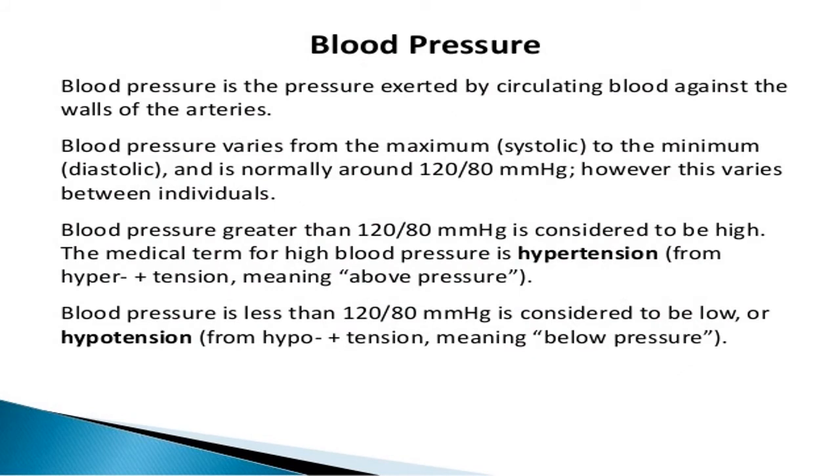Blood pressure. Blood pressure is the pressure exerted by circulating blood against the walls of the arteries. It varies from the maximum, systole, to the minimum, diastole, and is normally around 120/80 mm Hg. However, this varies between individuals. Blood pressure greater than 120/80 mm Hg is considered to be high. The medical term for high blood pressure is hypertension, meaning above pressure. Blood pressure less than 120/80 mm Hg is considered to be low, or hypotension.